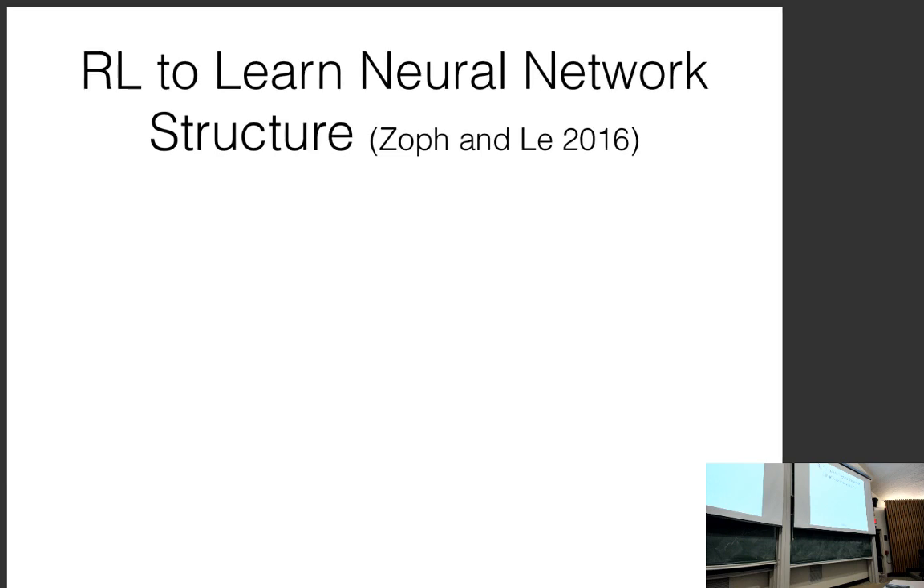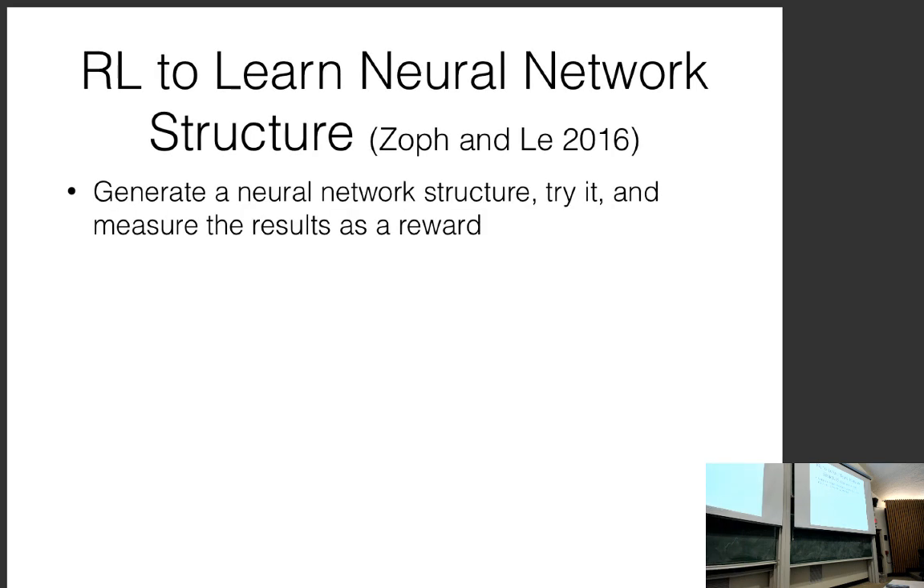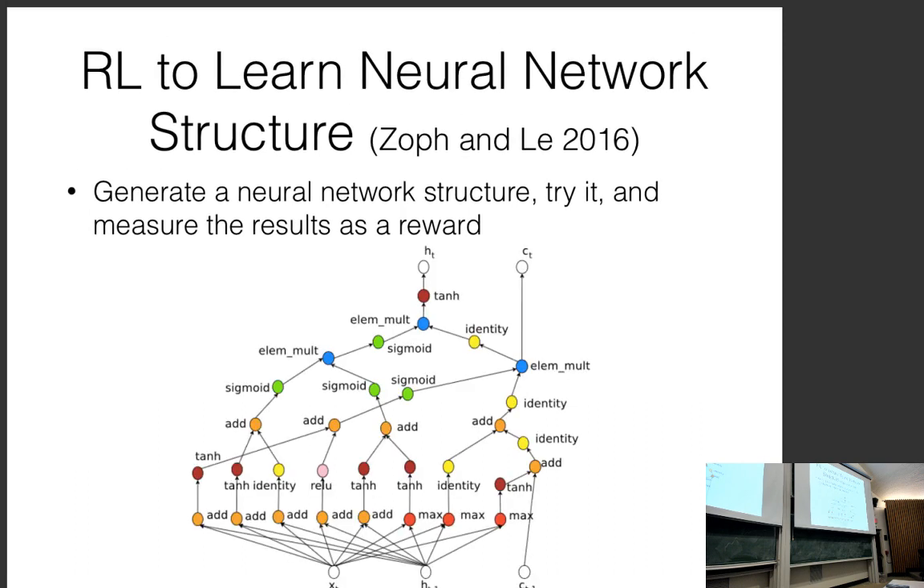Finally, this is not exclusive to NLP, but it's kind of a general idea that could be applied to NLP as well, and they applied it to NLP in their experiments. This is reinforcement learning to learn neural network structure itself. So the basic idea is you generate a neural network architecture, try it, and measure the results as a reward. And based on this, they basically designed recurrent neural network cells, like LSTMs or GRUs or something, where the model could kind of compose its own recurrent neural network cell. This is what it ended up with.